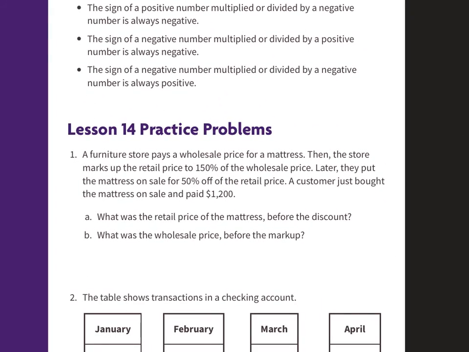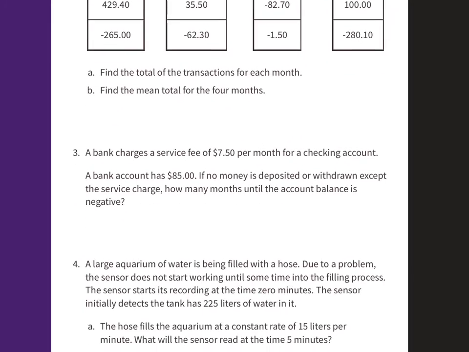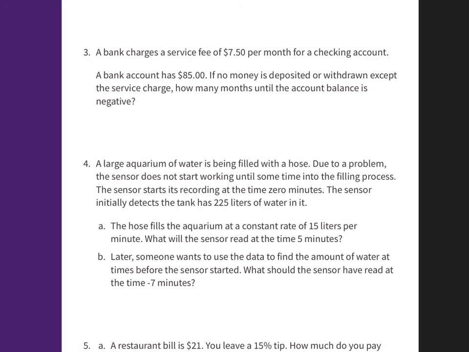Okay, your assignment is number 3 and number 4 in your book. Number 3, a bank charges a service fee of $7.50 per month for a checking account. A bank account has $85. If no money is deposited or withdrawn, except for the service charge, how many months is the account balance going to be negative? So we're just going to go $85 divided by $7.50 and then just round up.